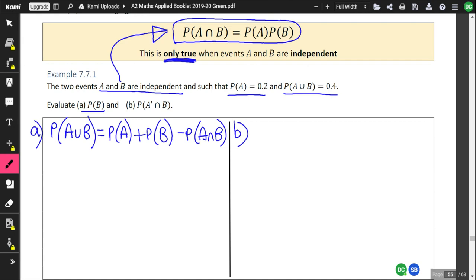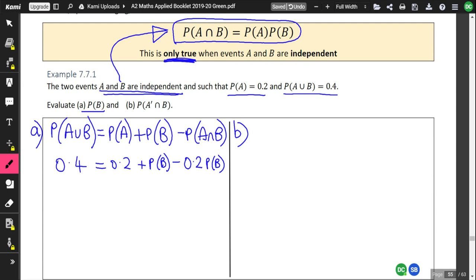Let's put in what we know. A union B has a probability of 0.4. A has a probability of 0.2. The probability of B we don't know. But then for the intersection, A intersect B, using the fact that they are independent, we can turn this into the probability of A, which is 0.2, multiplied by the probability of B, which we don't know. So in this equation, the only thing we don't know is the probability of B, which is good. That means we can work it out.